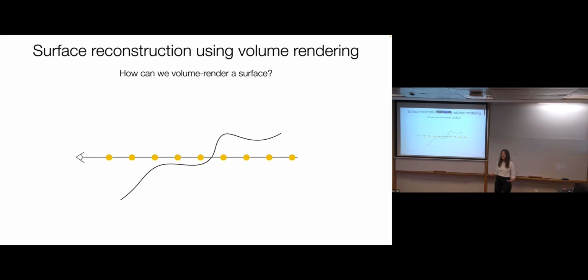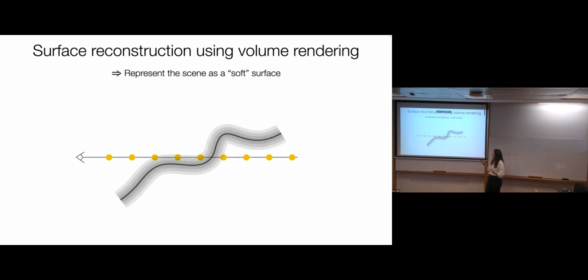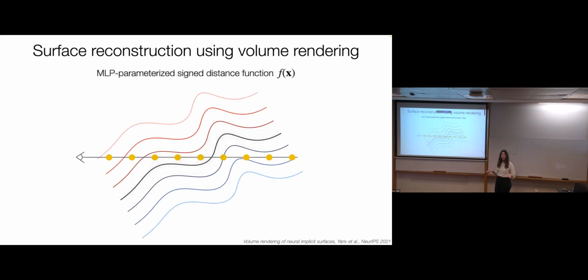So the idea is to take the surface and not really represent it as a surface. We want to represent it as a fuzzy surface or a soft surface and blur it a bit. In that way, we can use volume rendering in order to render it. Okay, so this is the concept that we want to have in mind. So how are we going to do that?